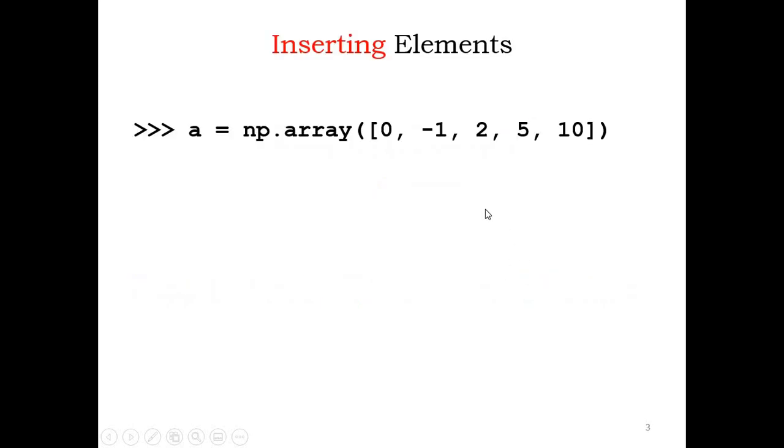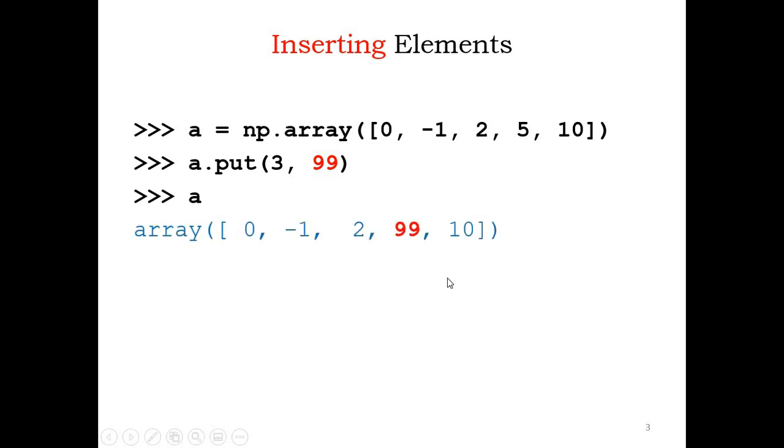Okay, so first, inserting elements. Suppose this is a NumPy array, a one-dimensional array. With this method a.put, where put is an attribute of a, which is a NumPy array, you write inside 3, 99. 3 is the index position and 99 is the element you want to put. So with this put method, the result is this.